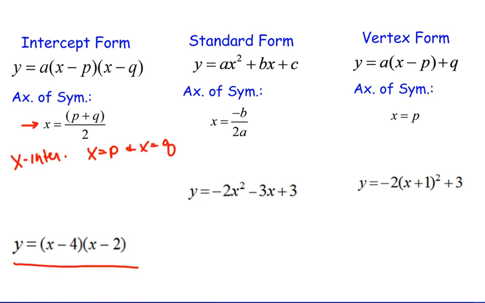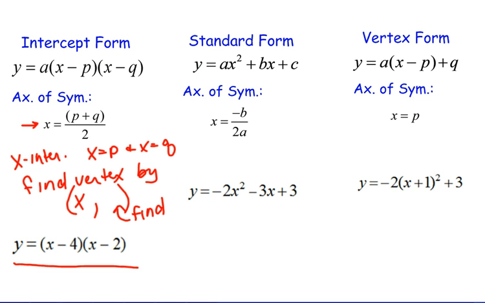Once you have the axis of symmetry, then you can find the vertex. The vertex is always on the axis of symmetry. Find the vertex by finding the y. Your axis of symmetry gives you an x here, and you have to find or calculate the y. I'll give you an example here in a minute. We're going to have to calculate that.